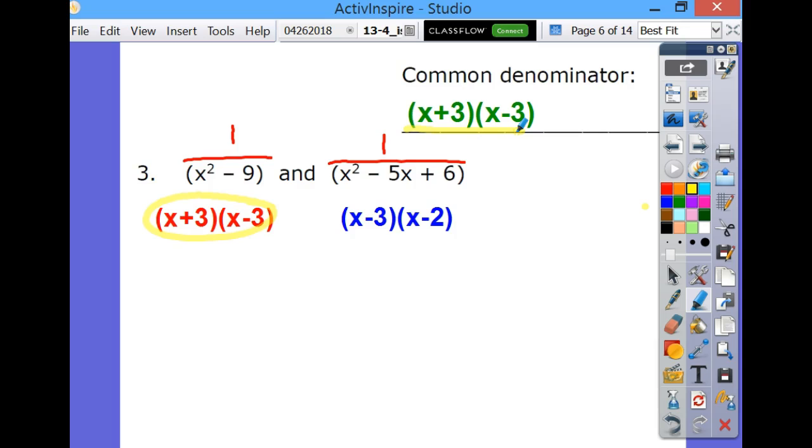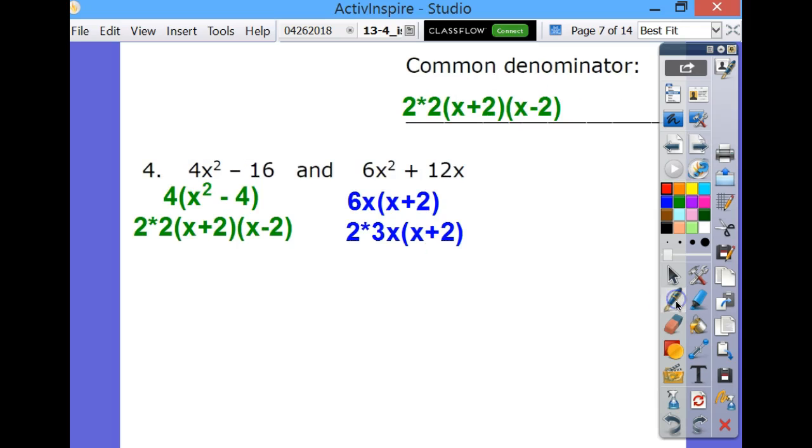Now, does it already have an x minus 3 up there? Or yours is side by side. And so I don't need another one. Do I already have an x minus 2? No. So my common denominator is going to be x plus 3, x minus 3, x minus 2. It's going to have this term in it and this term in it. It already had that one, and then it also needs that one. It's got everything covered in there.